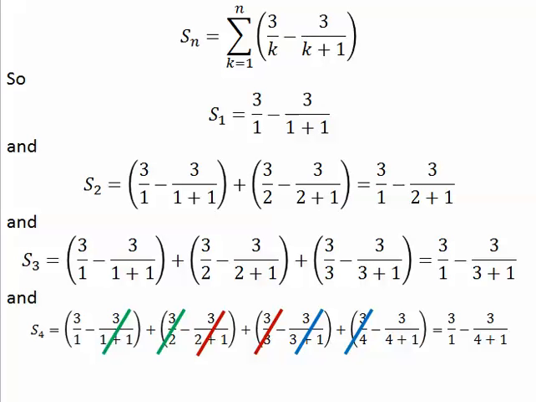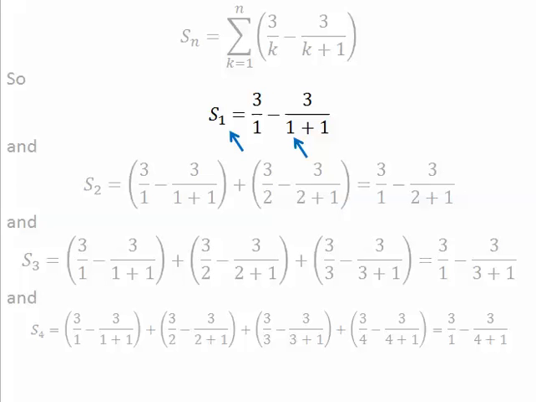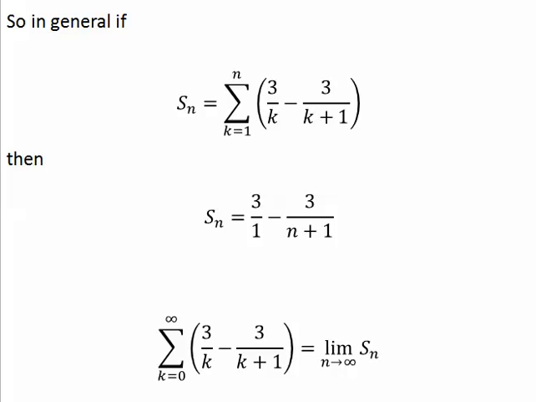So let's just focus on the last number for each partial sum. S sub 1, I have 3/1 minus 3/(1+1). S sub 2, I have 3/1 minus 3/(2+1). S sub 3, I have 3/1 minus 3/(3+1). And S sub 4, I have 3/1 minus 3/(4+1). And so S sub n, I'll have 3/1 minus 3/(n+1).